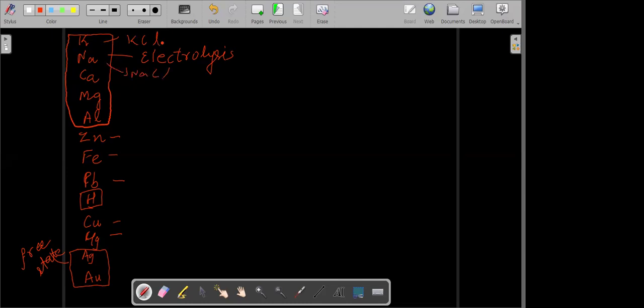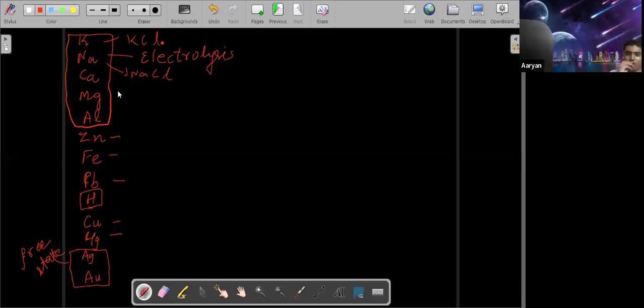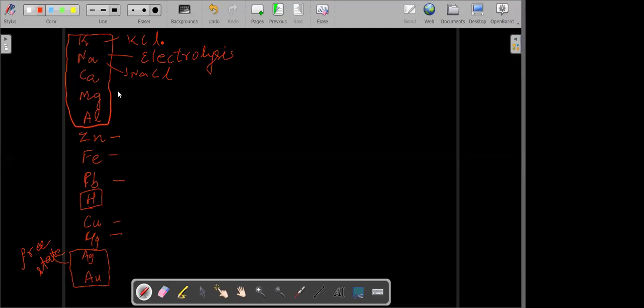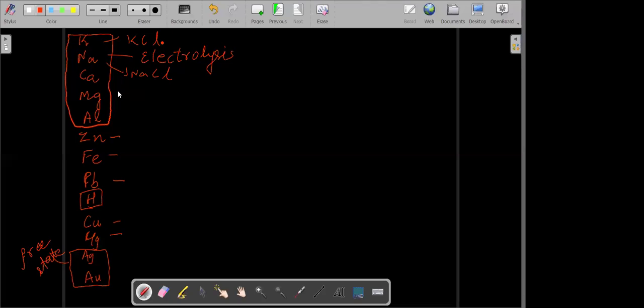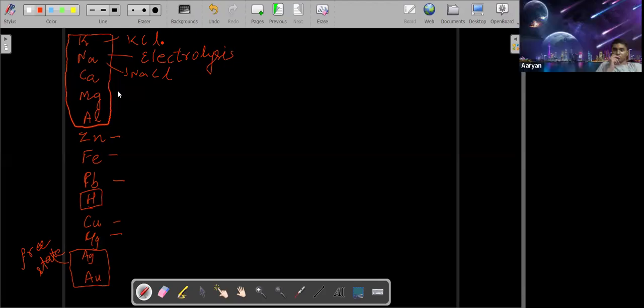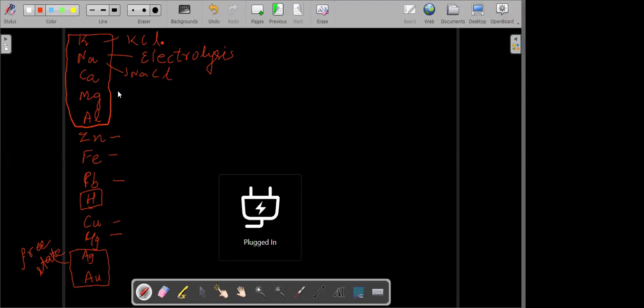What is the main source of sodium? Can anyone tell what is the main source of sodium from where we can extract sodium? Rock salt. And where do we get that rock salt? From ocean. So can I say that ocean is the biggest source for the rock salt? Yes, sir. So ocean is the biggest source for the rock salt.